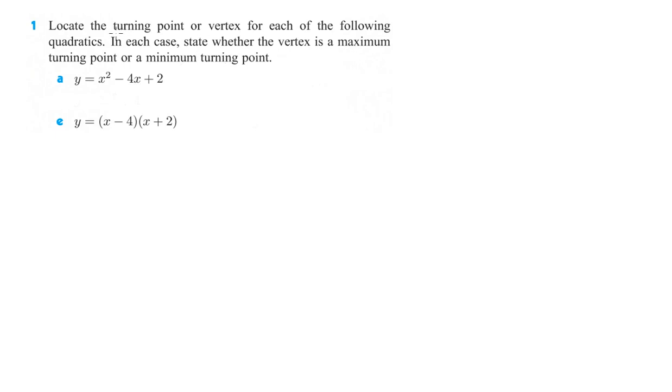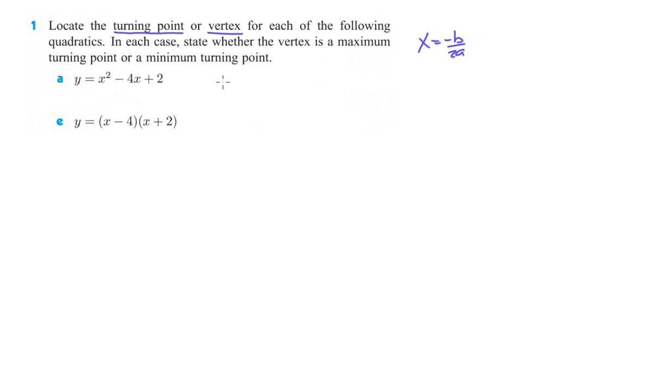Okay, so just so that you know, or remember, turning point and vertex mean the same thing. If I were you, I would do x equals negative b over 2a, and that's going to help us find the x-coordinate of the vertex. And then once we know the x-coordinate, plug it back in and find the y-coordinate.